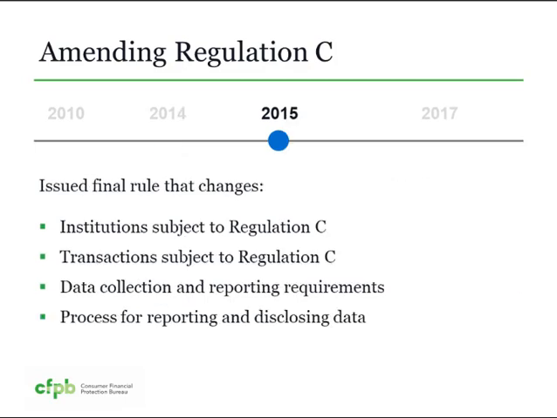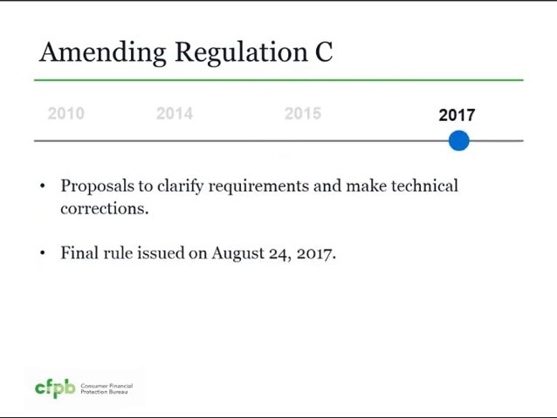The Bureau issued a final rule on October 15, 2015. The final rule changes the type of financial institutions subject to Regulation C, the types of transactions subject to Regulation C, the data that financial institutions are required to collect, record, and report, and the processes for reporting and disclosing the data. In addition, the Bureau issued proposals in April and July 2017 to clarify and make changes to certain requirements and make technical corrections. The Bureau issued a final rule based on these proposals on August 24, 2017.